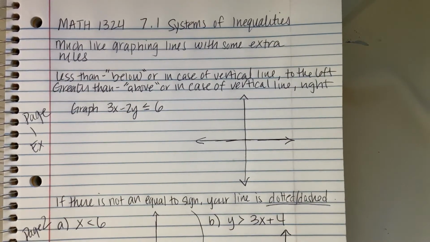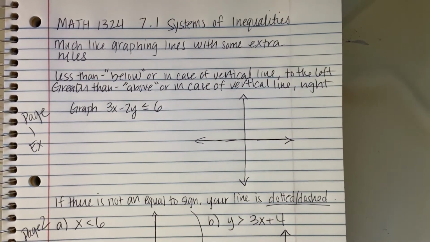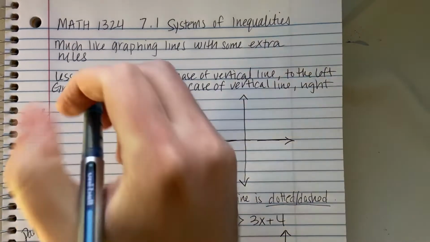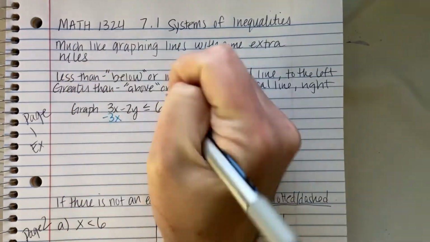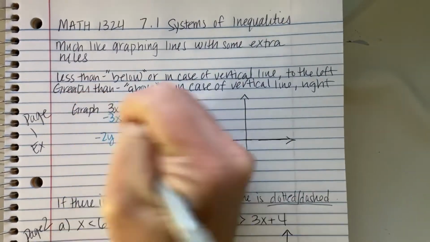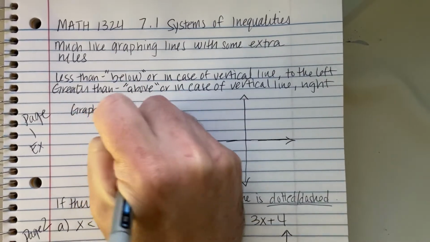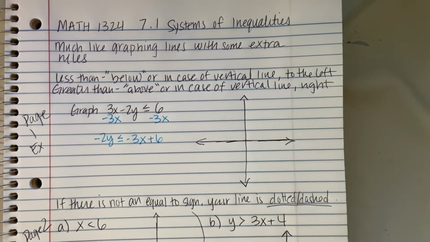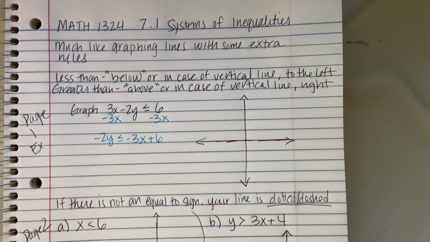Graph 3x minus 2y is less than or equal to 6. So first things first, I'm going to solve for y. So I need to subtract 3x from both sides. So negative 2y is less than or equal to negative 3x plus 6. As a reminder, adding or subtracting a number does not change the direction of the inequality.